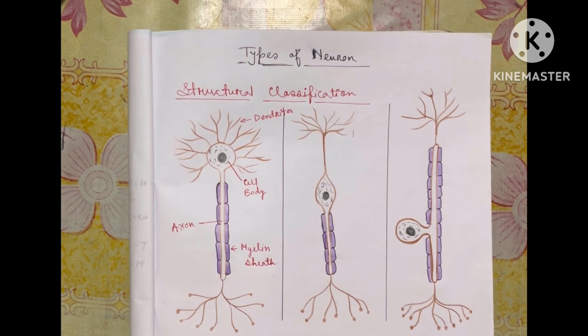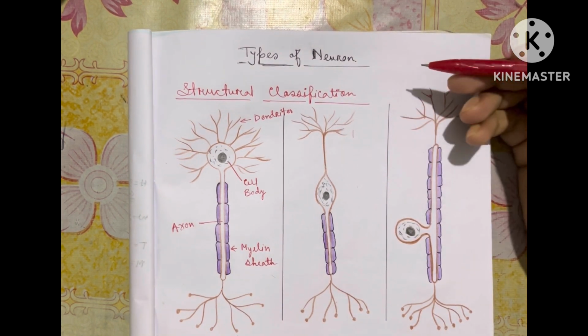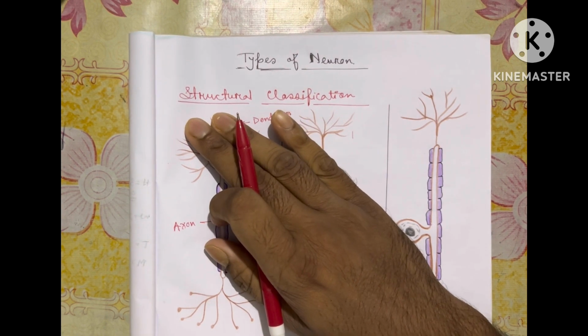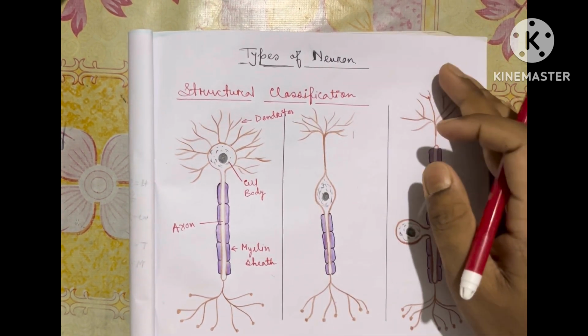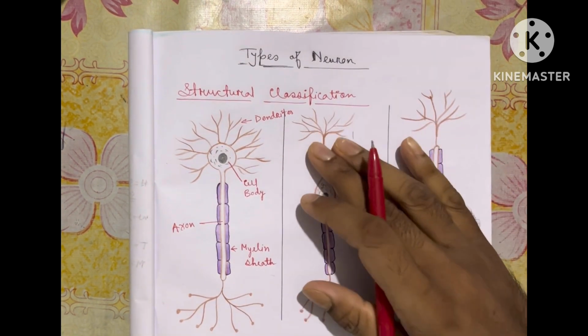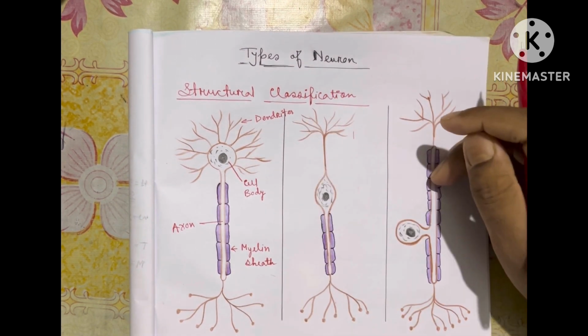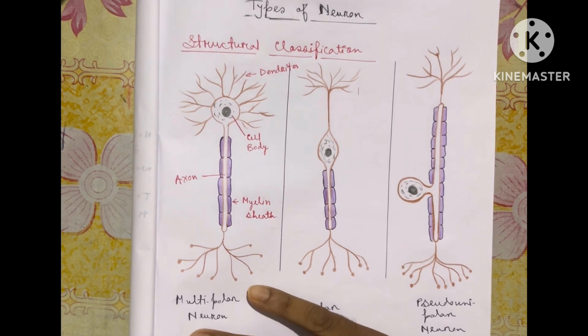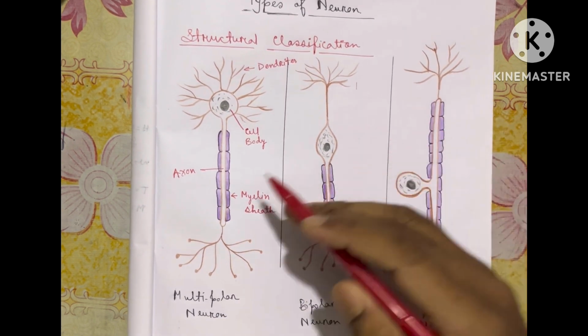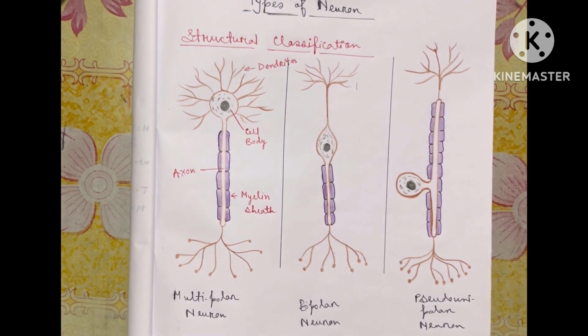So today in this lecture we are going to discuss the different types of neurons. We can classify the neurons into two different types. Number one is structural classification and another one is functional classification. But the prime focus of this video is that we are going to discuss only the structural classification. So structurally a neuron could be classified into a variety of types.